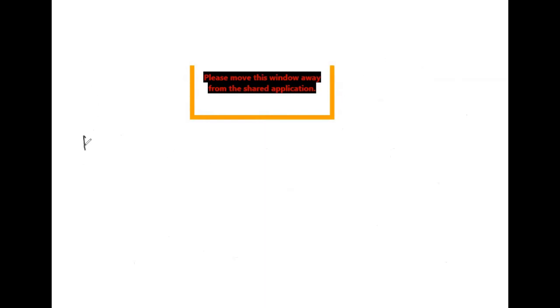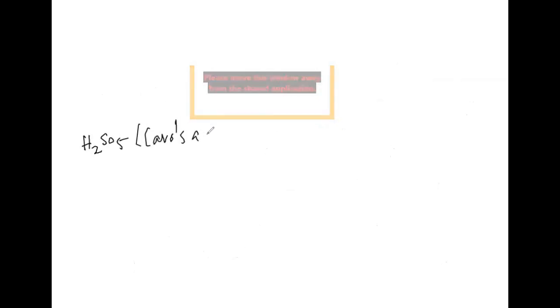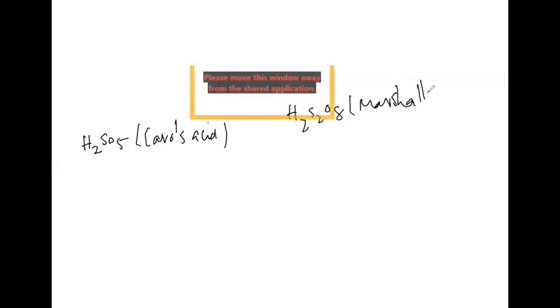Now come to the two other important acids, that is H2SO5. What is the name of this one? The name of this one is Caro's acid. Then H2S2O8. The name of this one is Marshall's acid. The other name is peroxydisulfuric acid. This one is peroxymonosulfuric acid.